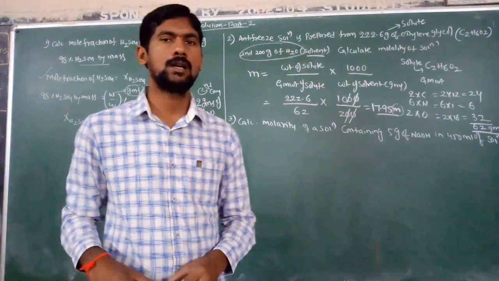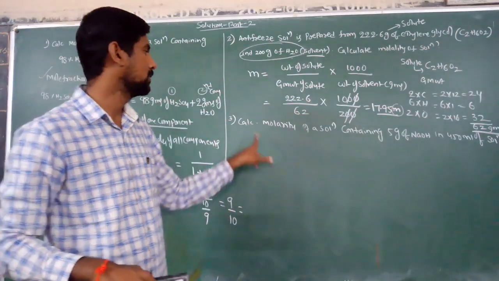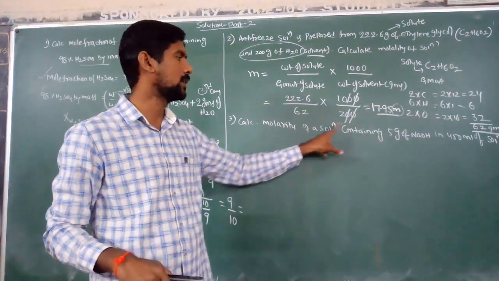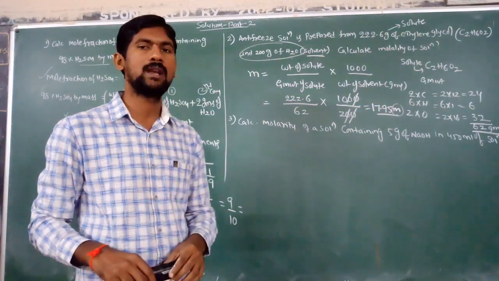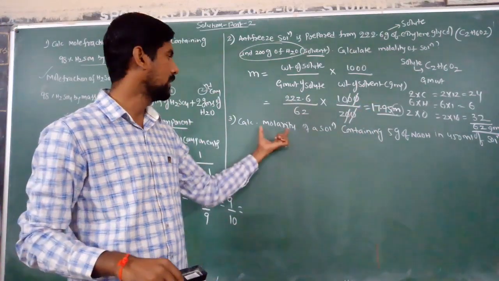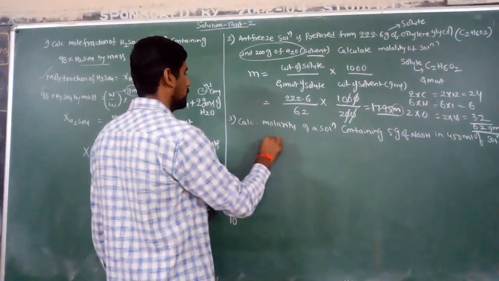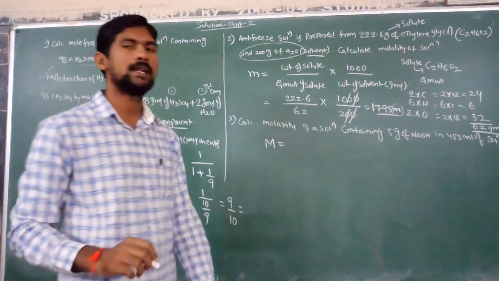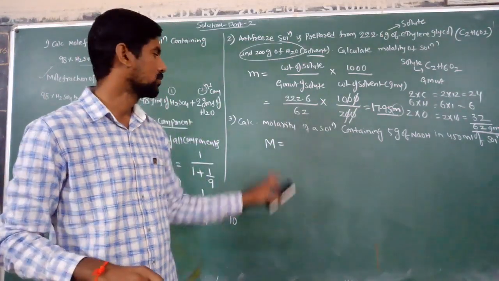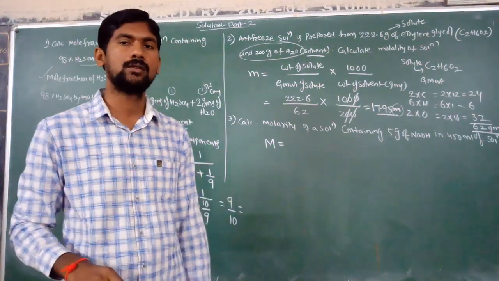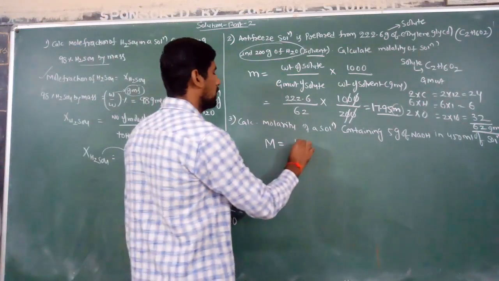Then coming to the third problem: calculate the molarity of a solution containing 5 grams of NaOH in 450 ml of solution. You have to find out the molarity. Molarity is denoted by the symbol capital M. What is the formula of molarity? You know that.